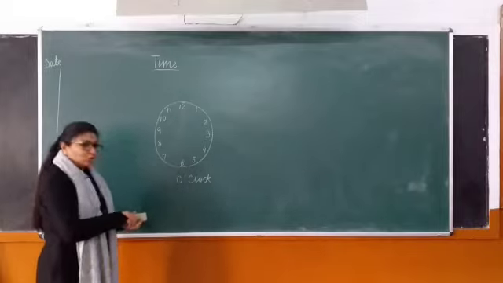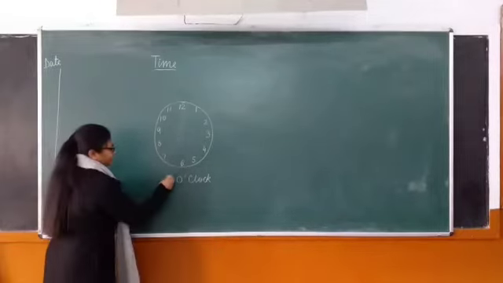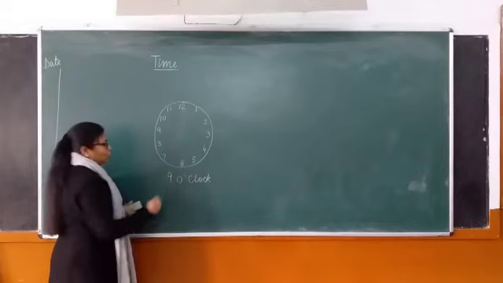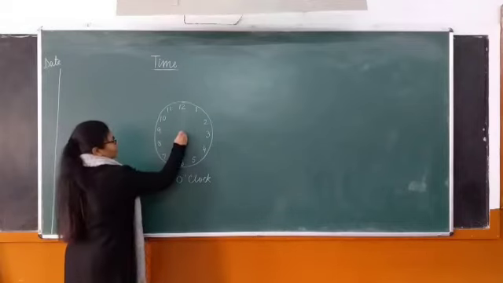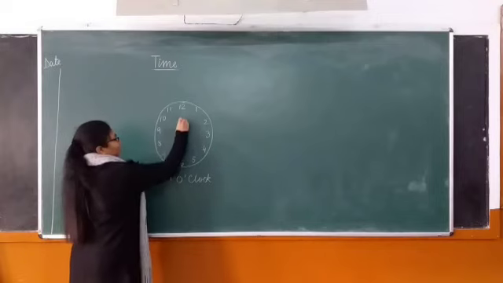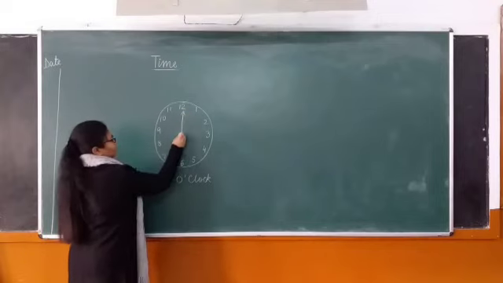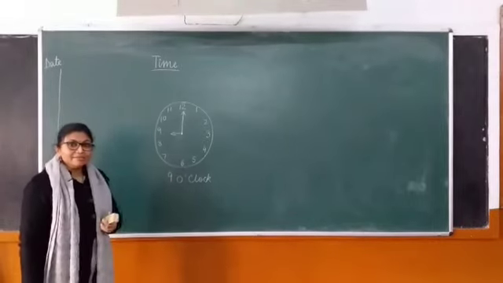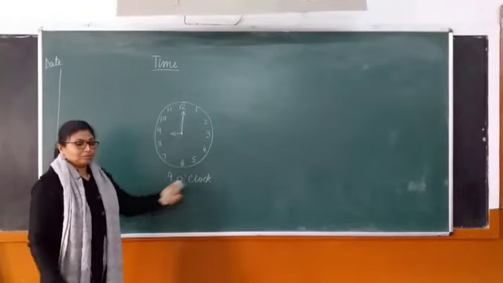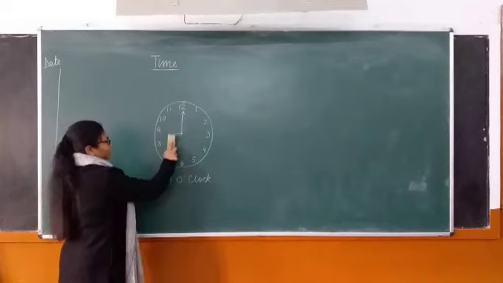Now ma'am is going to give you another time. That is 9 o'clock. So now the big hand will face towards 12 and the small hand will face towards 9. So what time is it? It is 9 o'clock. Now the next one.